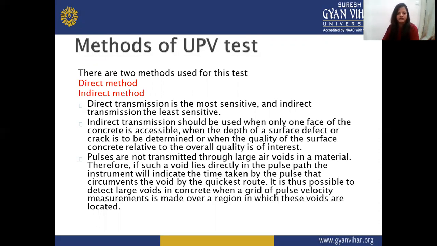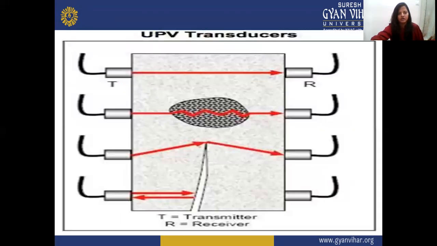Pulses are not transmitted through large air voids in a material. Therefore, if such a void lies directly in the pulse path, the instrument will indicate the time taken by the pulse that circumvents the void by the quickest route. It is thus possible to detect large voids in concrete if a grid of pulse velocity measurements is made over a certain region in which these voids are located. So a structure containing voids can be monitored without destruction.